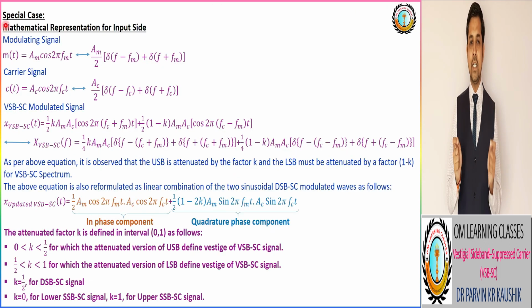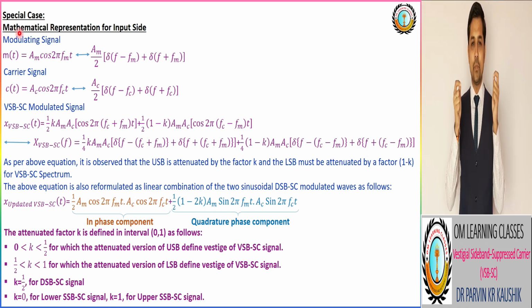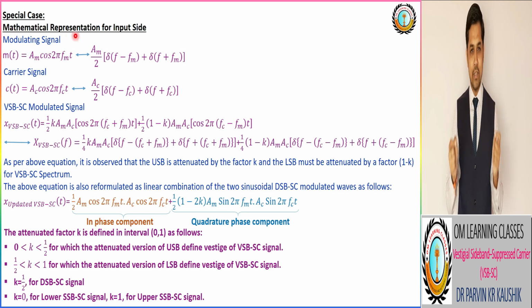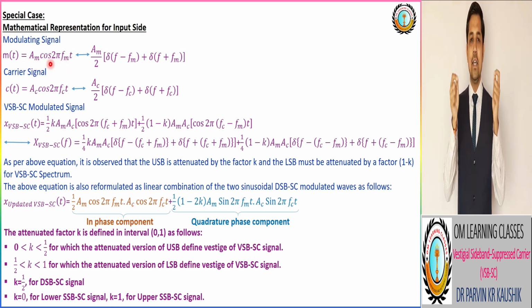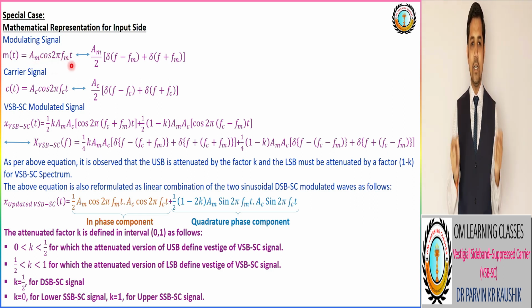Now another interesting thing is that we consider the special case, as we had in DSB-SC, as we had in SSB-SC, now we have in VSB-SC. Here we consider the modulating signal, that is m(t), which is equivalent to Am cos 2 pi fm t, and its transform in the frequency domain is equivalent to Am by 2 [delta(f - fm) + delta(f + fm)]. Similarly, we have the carrier signal, c(t), that is equivalent to Ac cos 2 pi fc t, and we have its frequency domain behavior, that is equivalent to Ac by 2 [delta(f - fc) + delta(f + fc)].